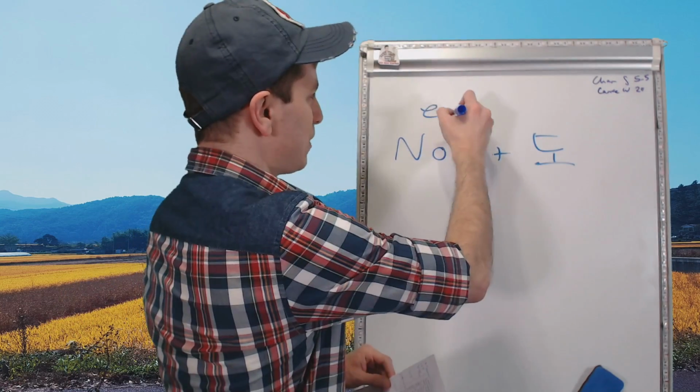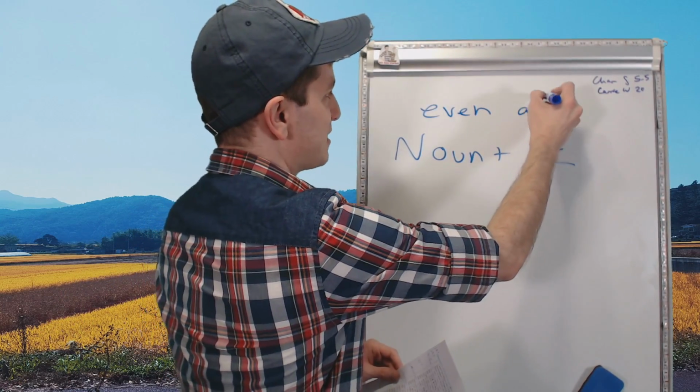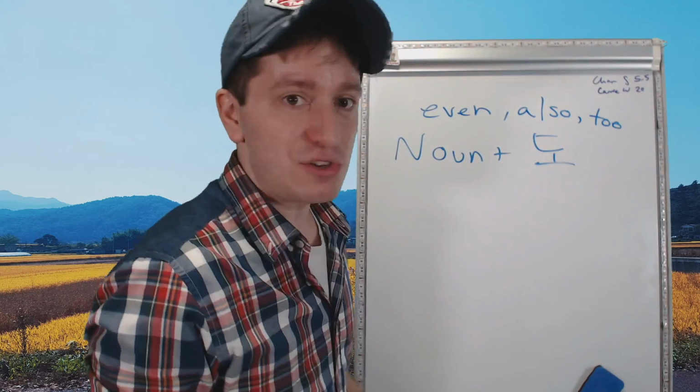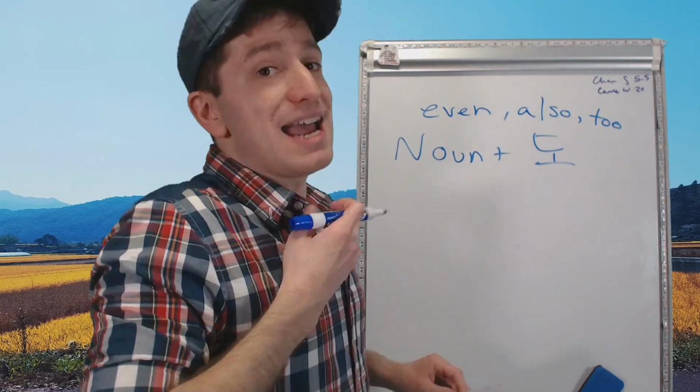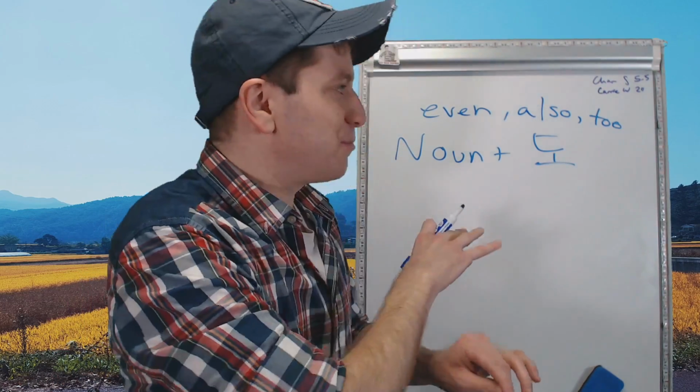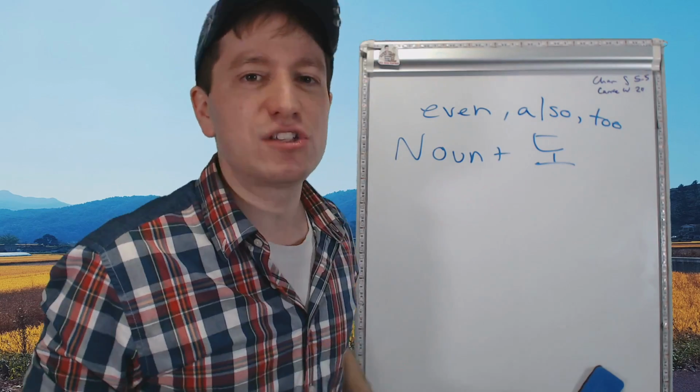Now this can translate as "even," but it can also translate as "also," or it can translate as "too." So I like pizza also, I like pizza too. Or I also like pizza, I too like pizza, even I like pizza. Depending on what you attach it to can change the meaning of your sentence.